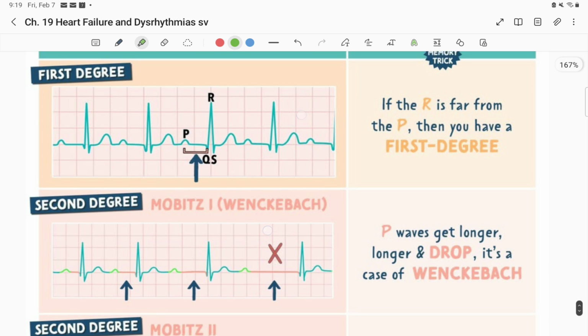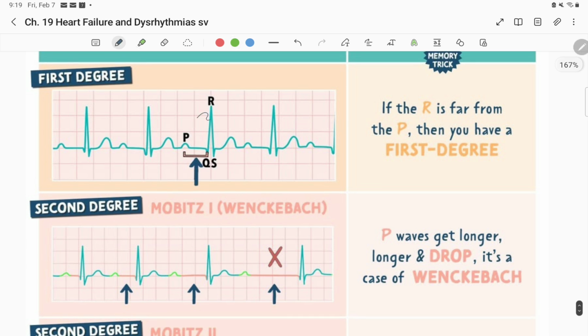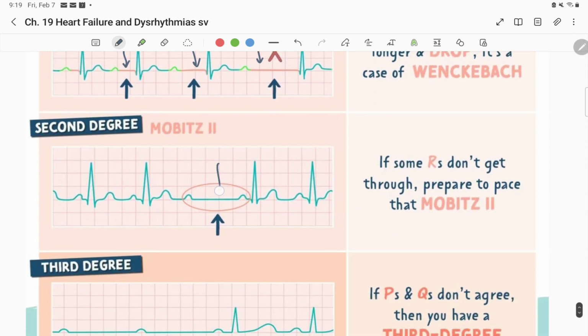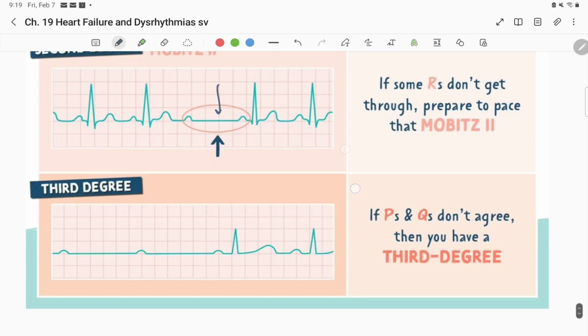Okay, another diagram letting you see the changes in intervals with first degree, second degree, and third degree. So lengthened time. Whoops, third degree.